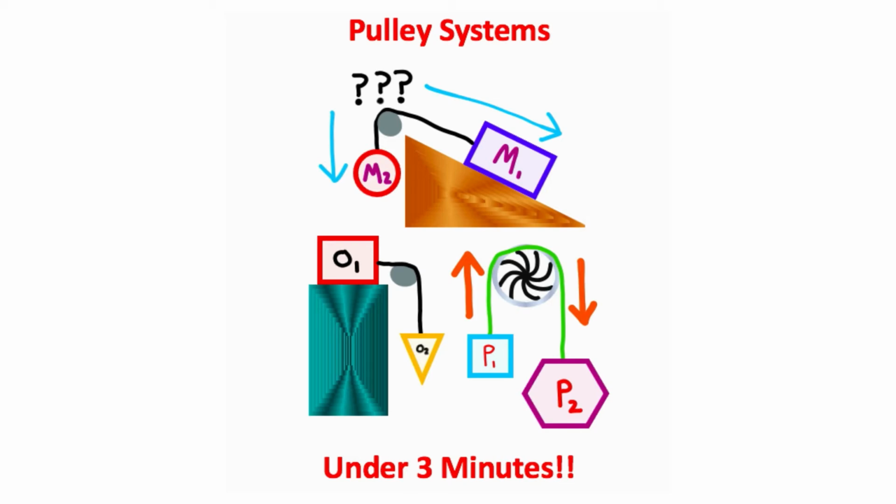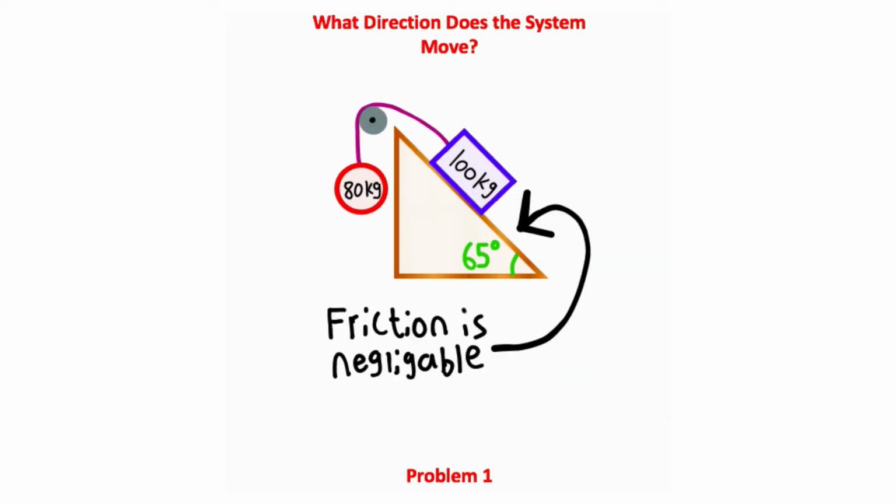How fast can I explain the basics of pulley systems? We're about to find out. So let's start with this problem right here where we have two masses that oppose each other on a pulley. One of the objects is on an incline, the other object hangs off the edge. We're trying to find the direction that the system moves.